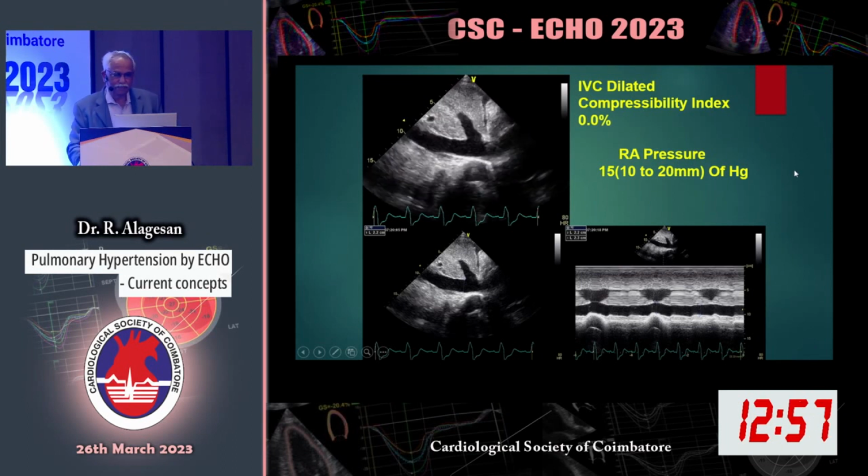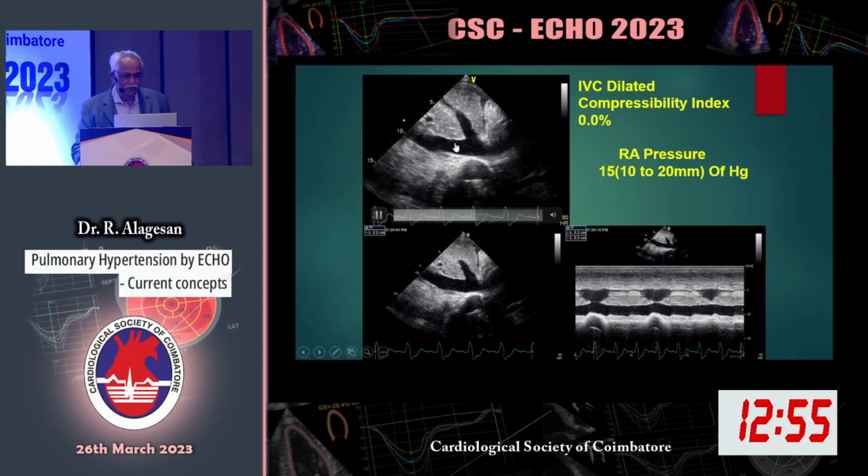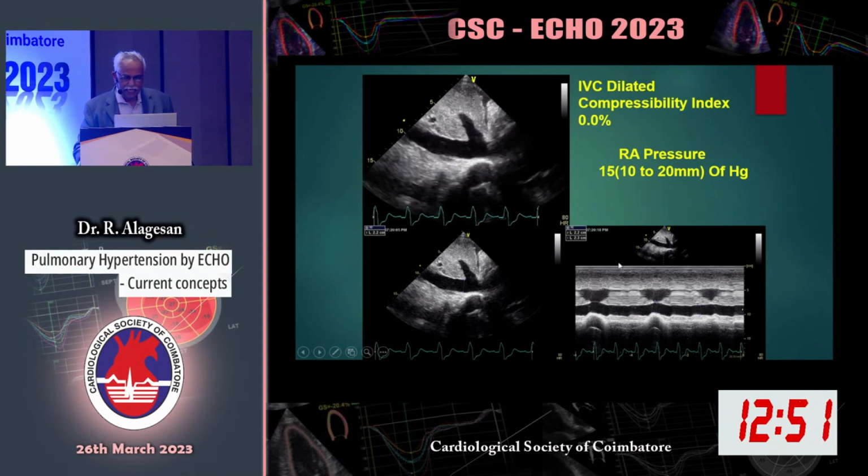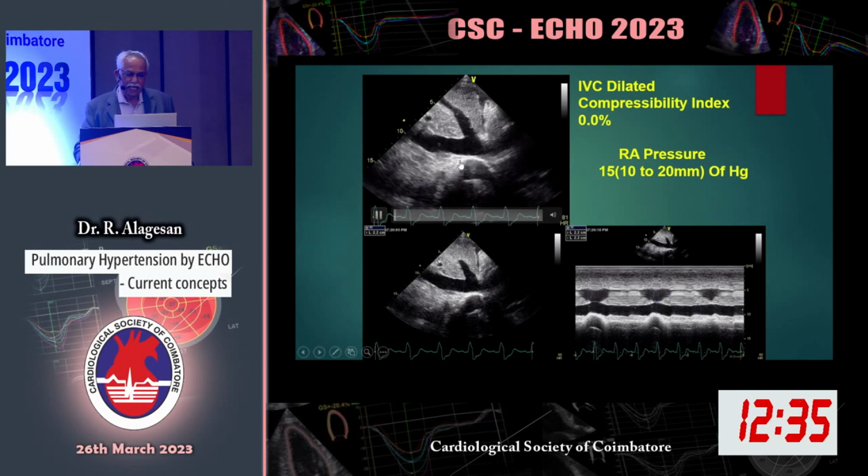First, we will take up the right atrial pressure. So if the inferior vena cava is dilated more than 21 millimeters, and during inspiration and expiration the variation is less than 50%, then the RA pressure is elevated, and it is between 10 and 20 millimeters of mercury. We usually add an RA pressure of 15 for these patients.